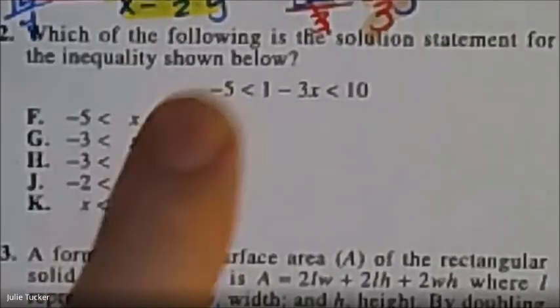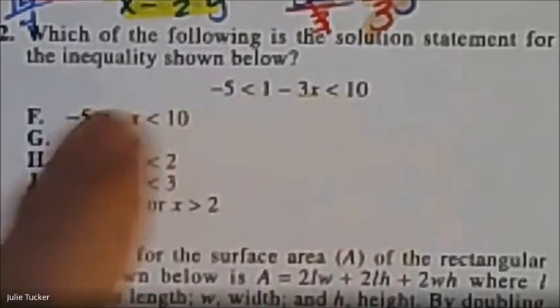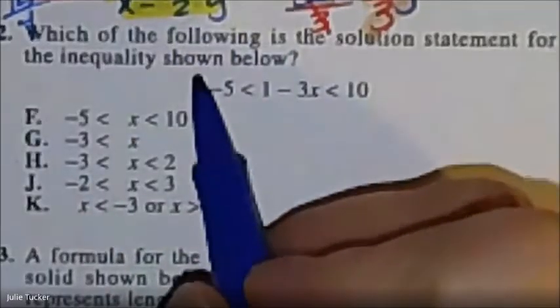Which of the following is the solution statement for the inequality shown below? -5 is less than 1 minus 3x is less than 10. So tell me, because we had one sort of like this earlier, what do you have to do when you get multiple parts like that? What do you do to it? Yeah, we have to split it up.